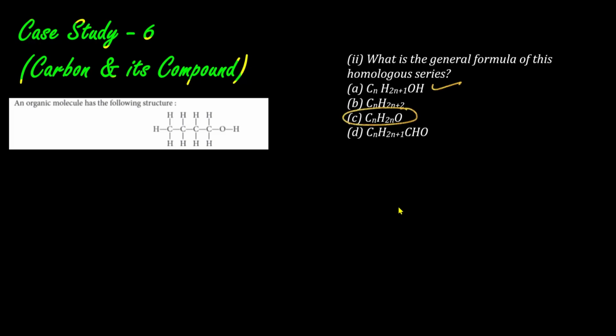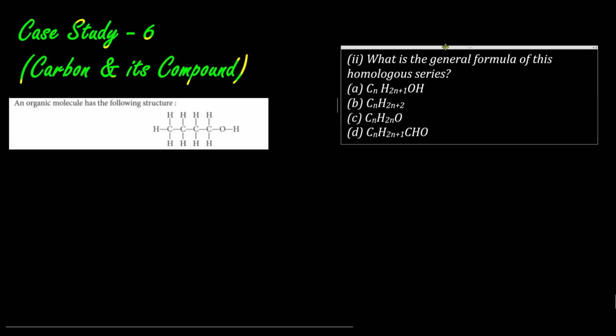Now check for this one. What if you place n as 1 here? Placing n as 1, H is how much? 2 into 1 is 2, and O. So that comes out to be wrong here. Similarly, you can figure out the others also. So we got the correct answer: A is the correct answer. I'm talking about testing the others just for you to understand how to figure out the general formula.